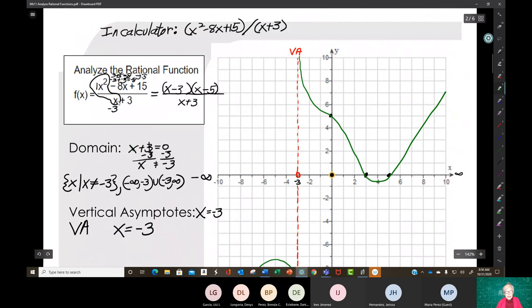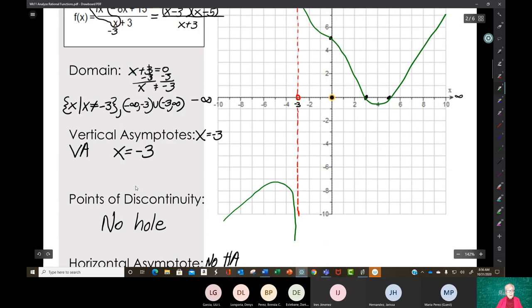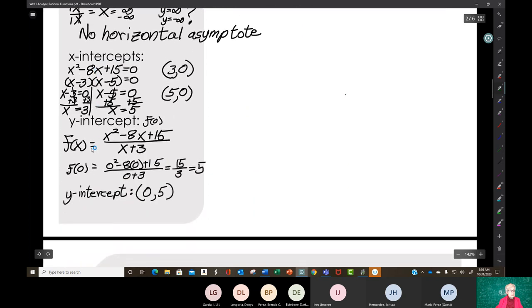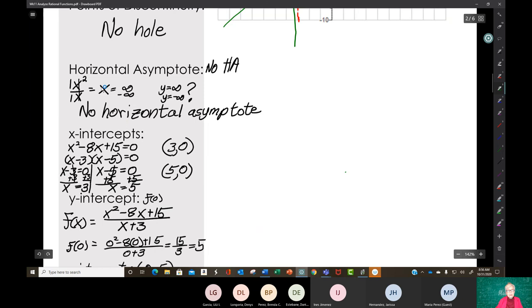Okay, so we found the domain by setting the denominator equal to zero and solving for x. We found the vertical asymptote by using the equation we got when we set the denominator equal to zero: x equals negative 3. X equals the number or the numbers that have to be taken out of the domain because they'll make the denominator equal zero. There were no points of discontinuity because there was no cancellation. There will be cancellation. There was no horizontal asymptote because the power on top was greater than the power on the bottom, and we ended up getting a ridiculous answer.